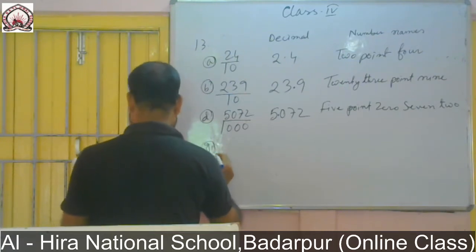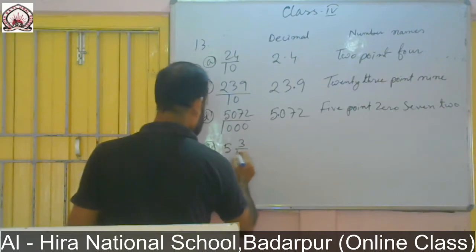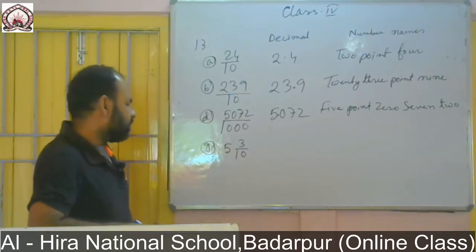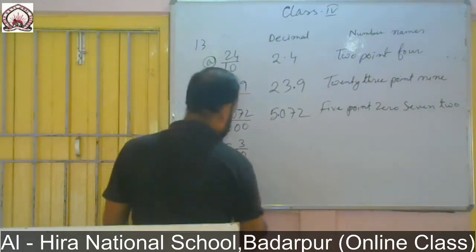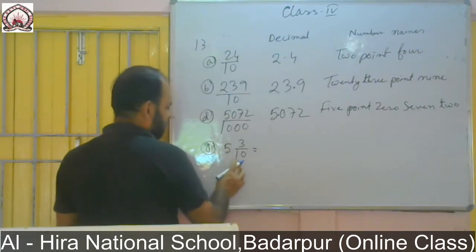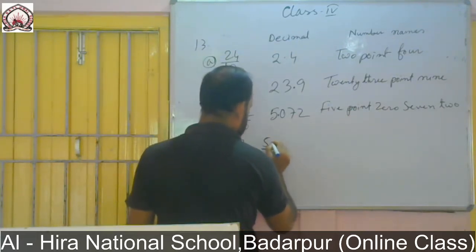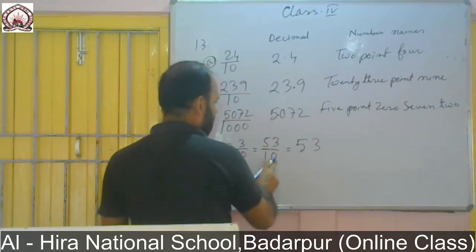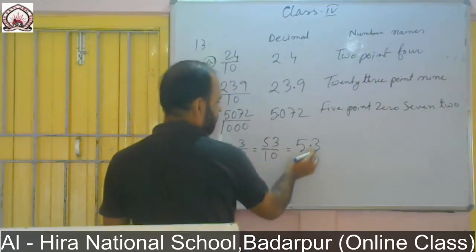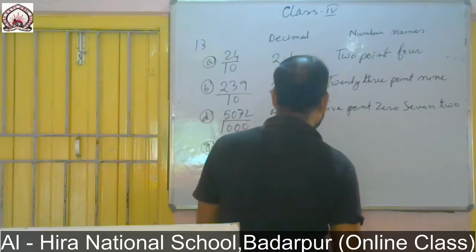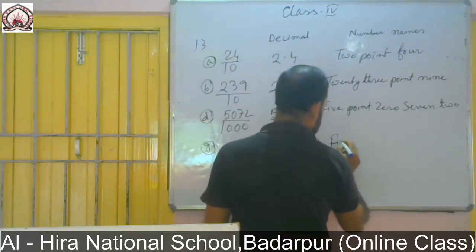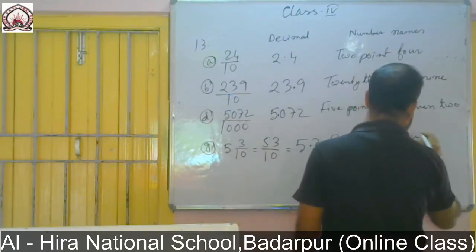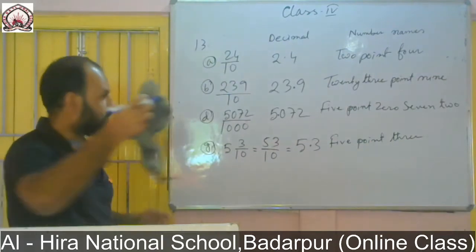Question number G, 5 3 by 10. So if the fraction is a mixed fraction, first we have to make it an improper fraction. So what is the improper fraction? 5 10s are 50 plus 3, 53 by 10. Now we write 53, and 10, before one digit we give point. Here the decimal answer is 5.3. Next question number 14.